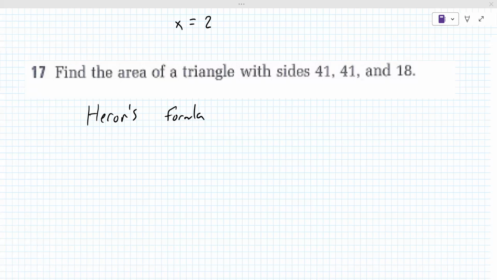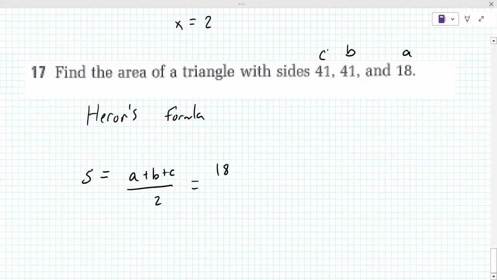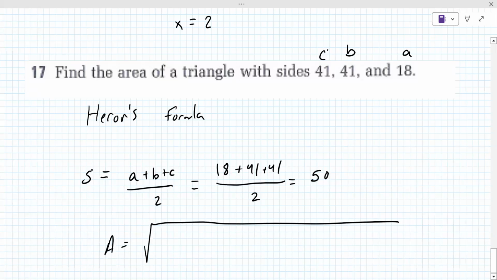All right, images. There it is. I just went by it. Okay, so the first thing you have to find is what's called the half perimeter. The half perimeter is adding up all the sides, and they're generally in increasing order. So it's A plus B plus C divided by 2. 18 plus 41 plus 41 divided by 2. That's as nice as you can get there. That's 50.